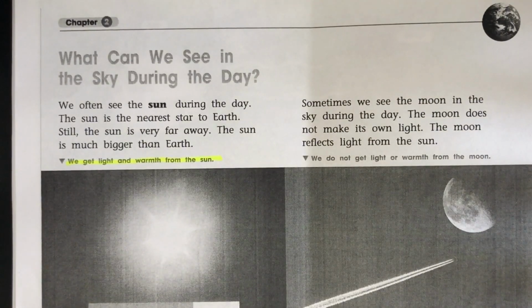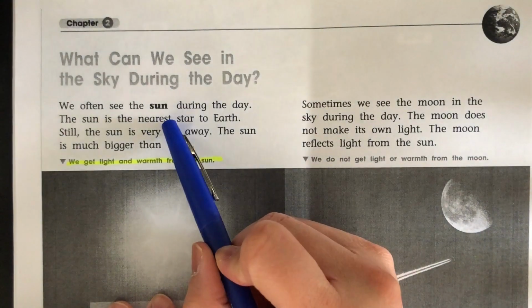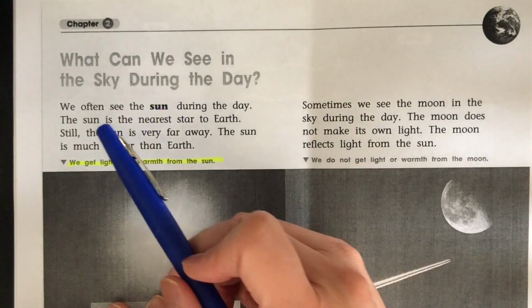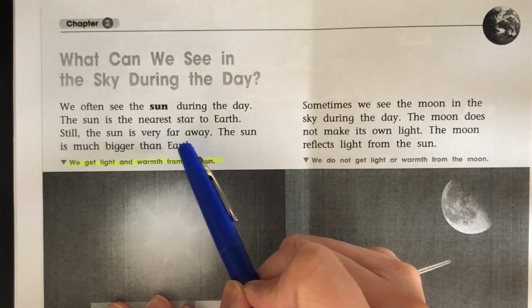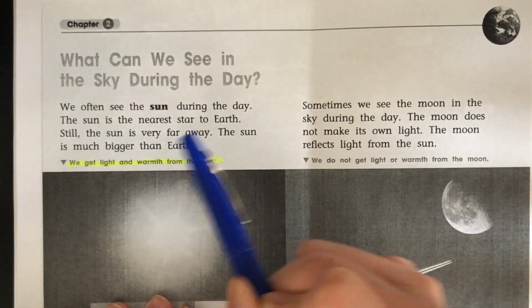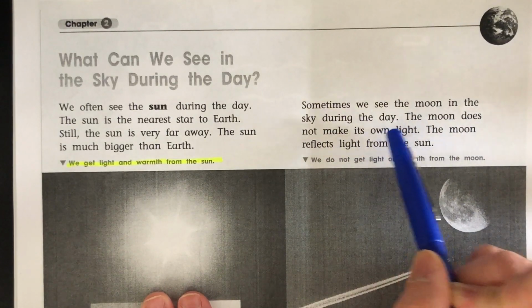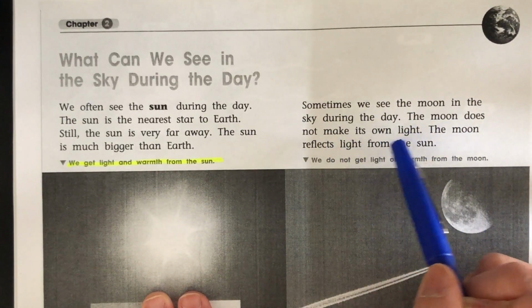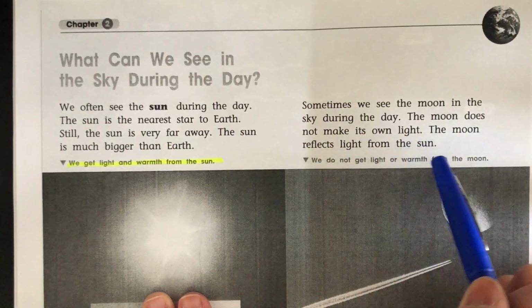Chapter 2. What can we see in the sky during the day? We often see the sun during the day. The sun is the nearest star to Earth. Still, the sun is very far away. The sun is much bigger than Earth. Sometimes we see the moon in the sky during the day. The moon does not make its own light. The moon reflects light from the sun.